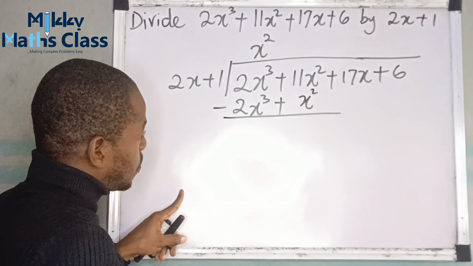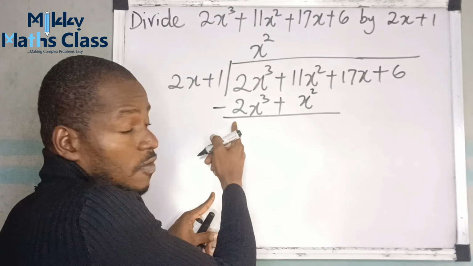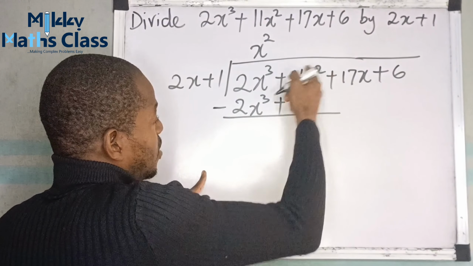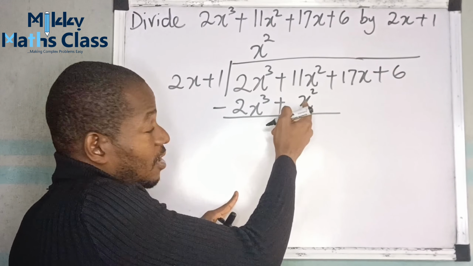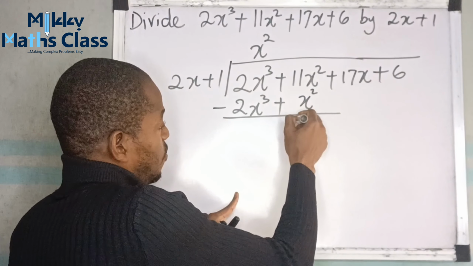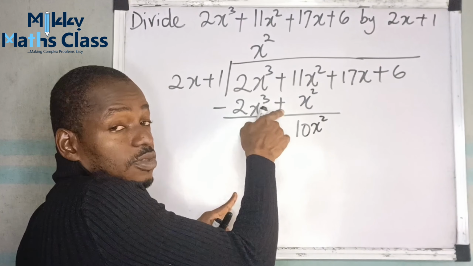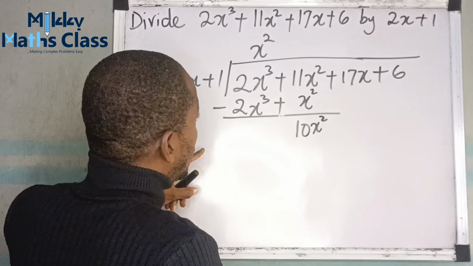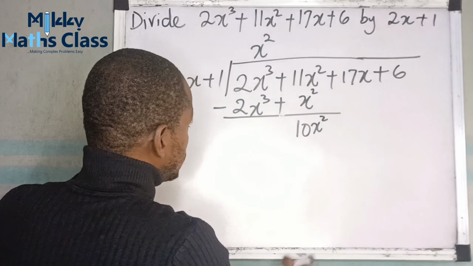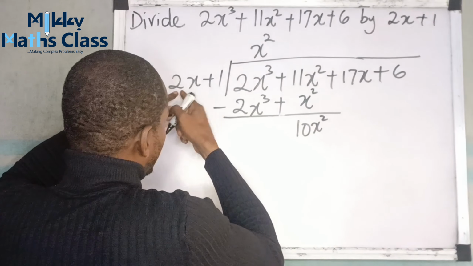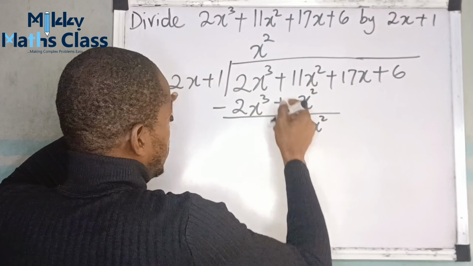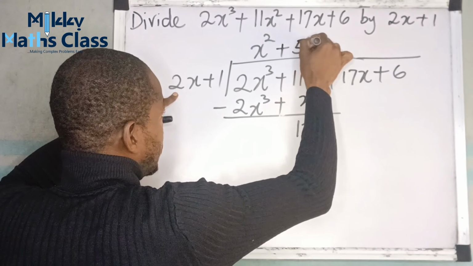When we subtract, this and this will go off. 11x squared minus 10x squared will give us 10x squared, because this negative will affect this positive, so it becomes negative. So the next thing we do, we divide 2x in this. That will give us positive 5x.